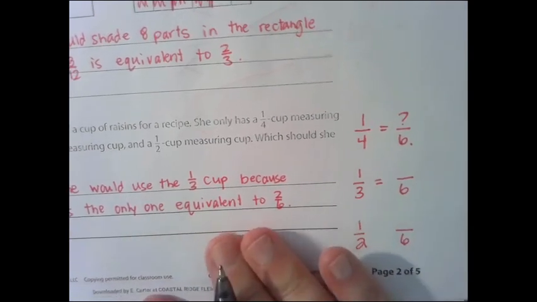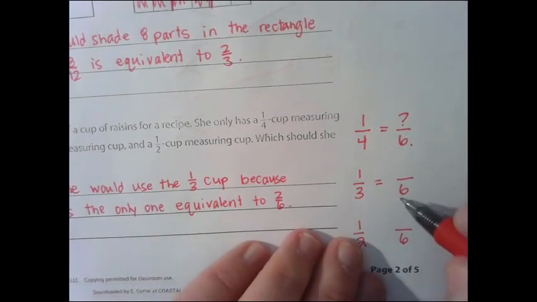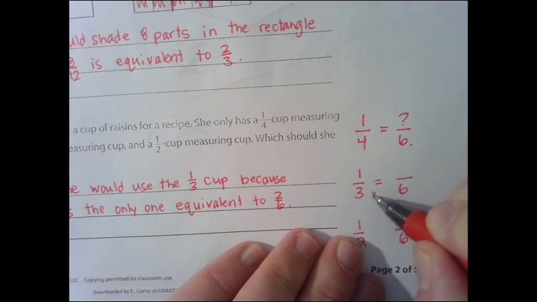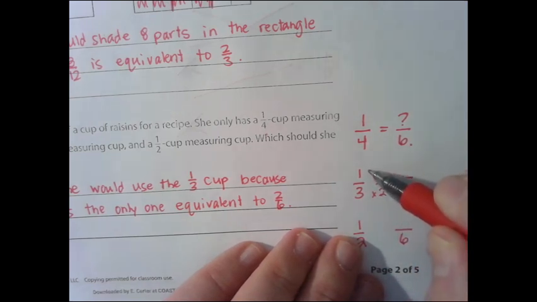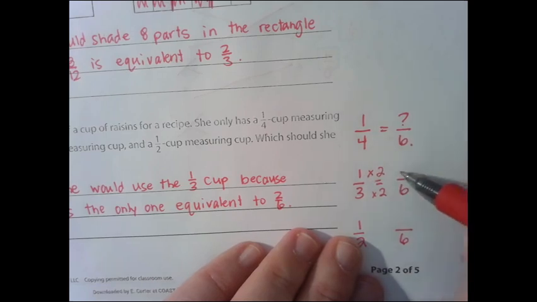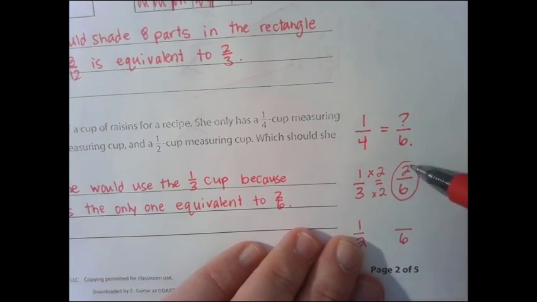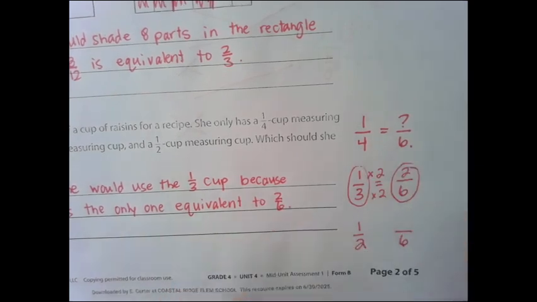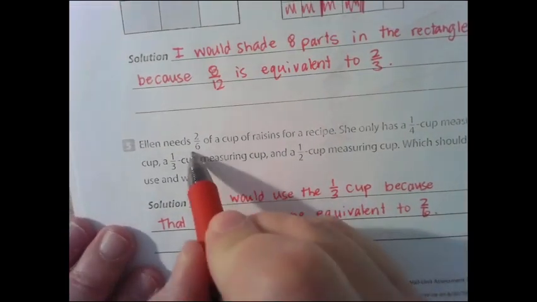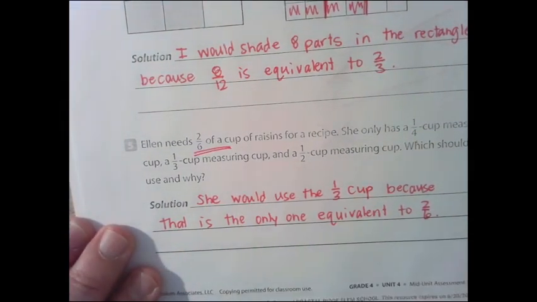1/3 is the one I said she would use. Let's show why. 3 times 2 is 6. So again, whatever you do to the bottom, you got to do to the top. So 1 times 2 is 2. So there we go. 2/6 is equal to 1/3, and 2/6 is what she needed for her recipe.